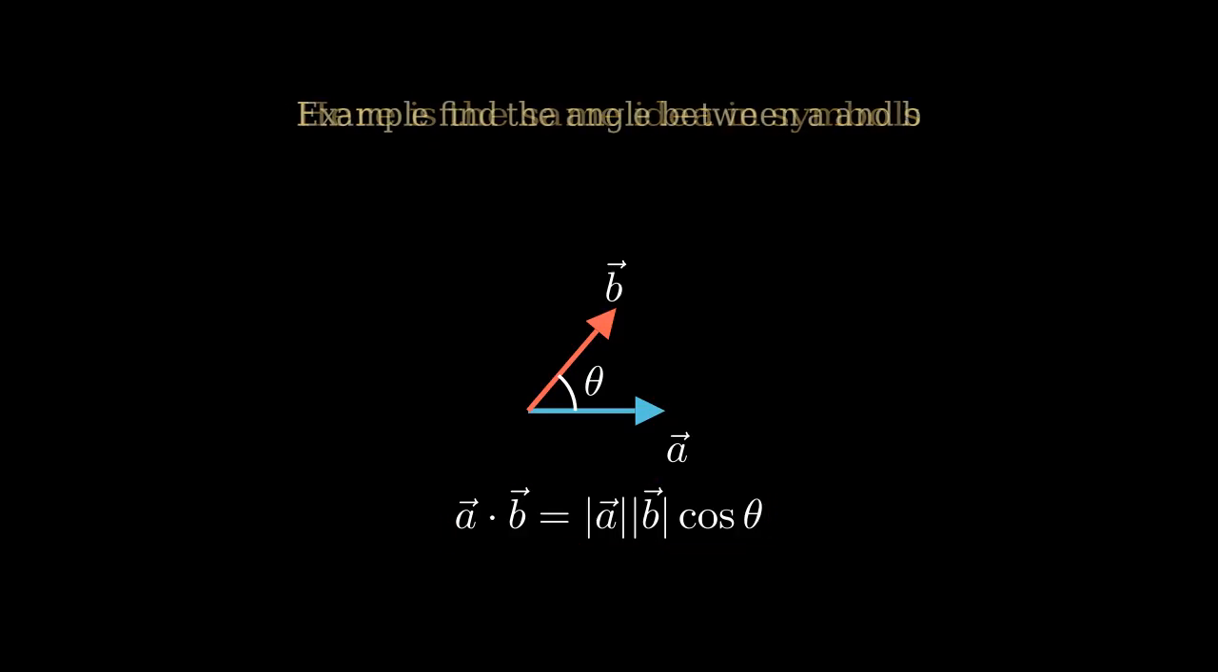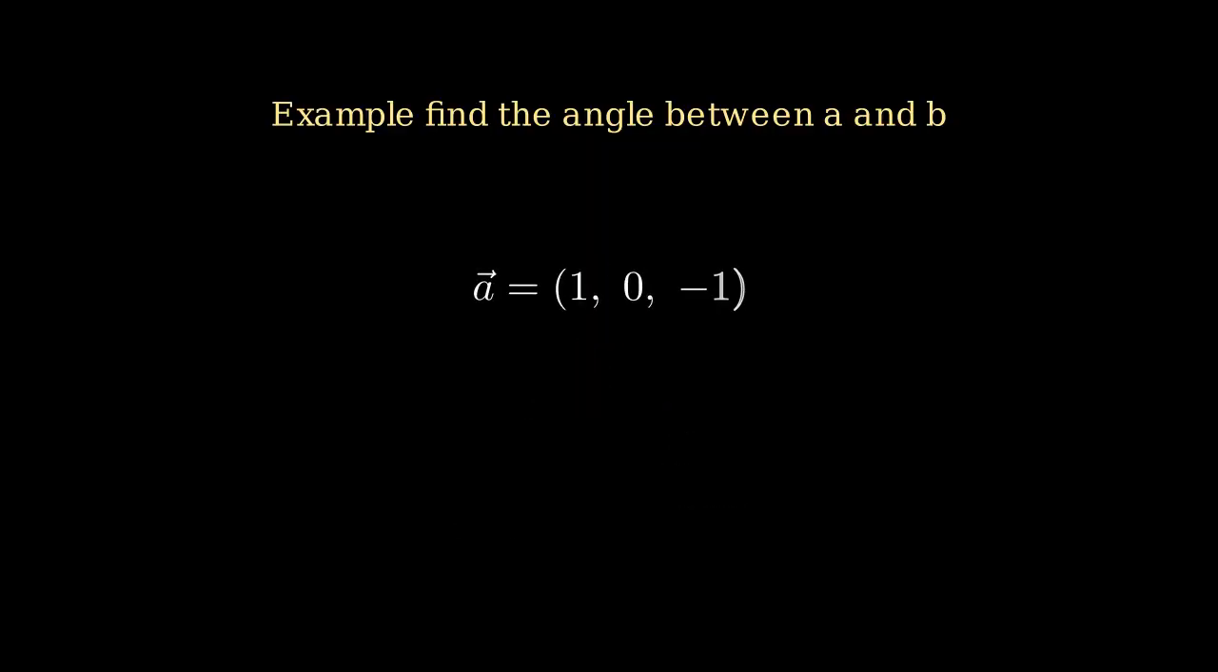Now let's work through a full example using both of these ideas together. Let A equal the vector 1, 0, negative 1. Let B equal the vector 2, 1, 1. We want to find the angle between A and B.